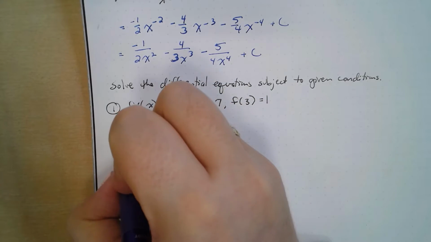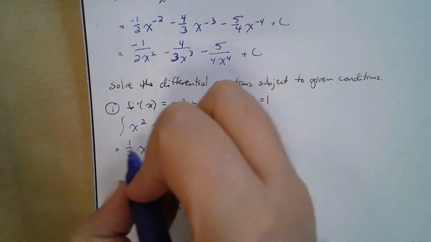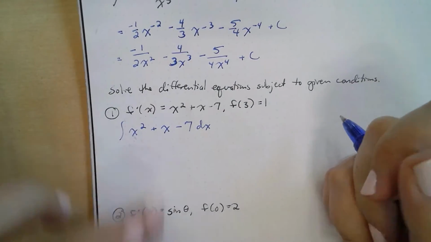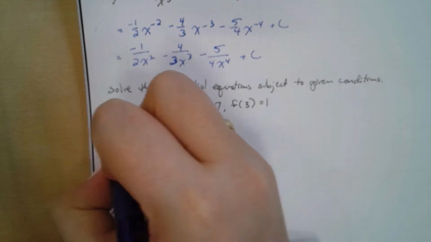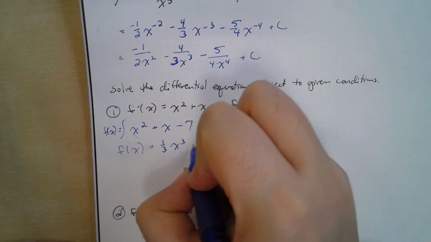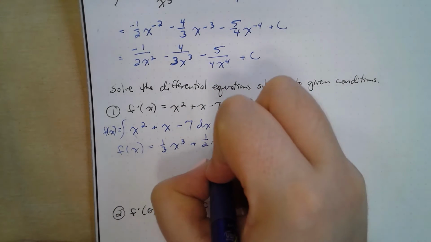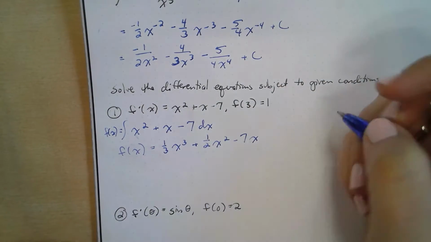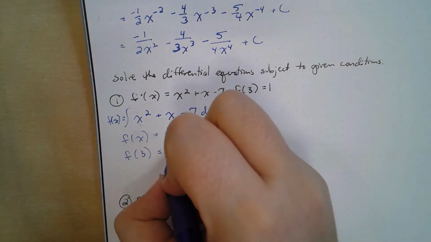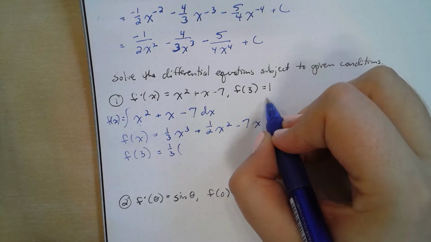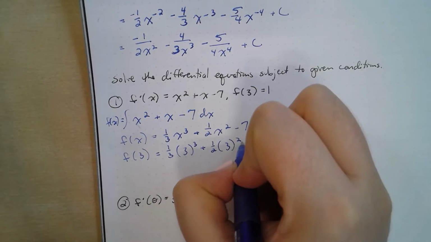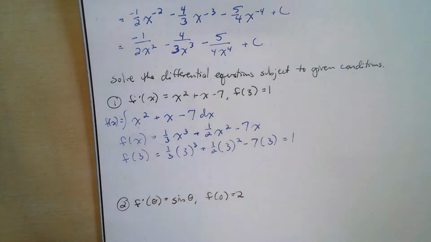So I'm going to rewrite this here. So f of x is equal to 1/3 x cubed plus 1/2 x squared minus 7x. Now I'm going to say that f of 3 is equal to 1/3 times 3 cubed plus 1/2 times 3 squared minus 7 times 3, and all of that's equal to 1.